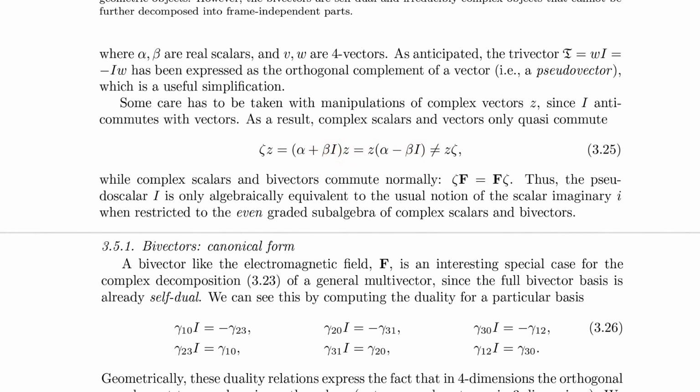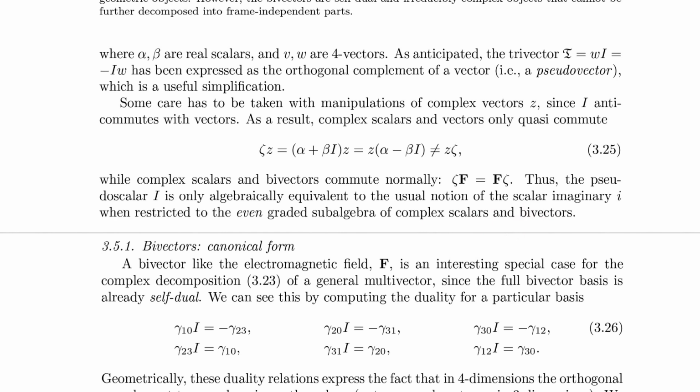Because remember, I commutes with anything in the even subspace, which includes the scalars, the pseudoscalars, and the bivectors. So, thus, the pseudoscalar I is only algebraically equivalent to the usual notation of the scalar imaginary I when restricted to the even graded subalgebra of complex scalars and bivectors.